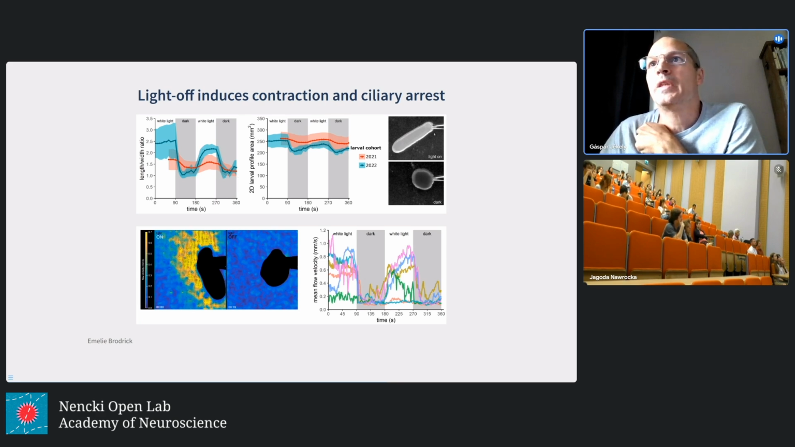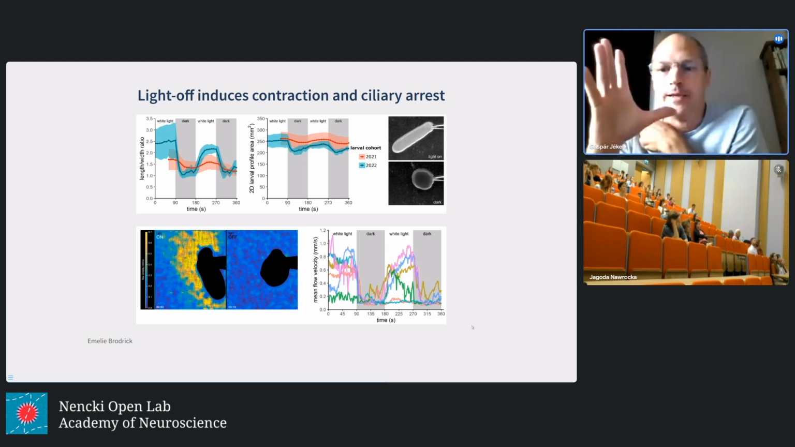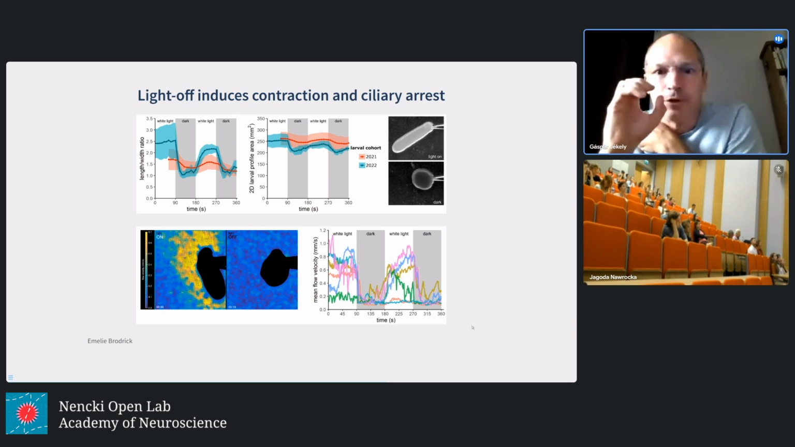And you see this dramatic difference in the shape, and when this contraction happens, they also stop this very powerful beating of their cilia. We can see it here. This is the quantification of the flow fields around the larva. When light is off, the flow stops. And this is quantified here. So essentially, they contract and stop swimming when in a shaded area.